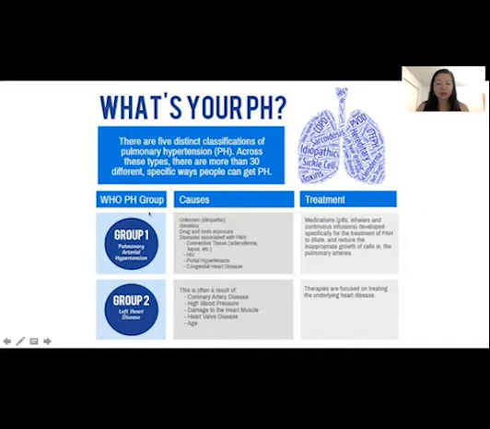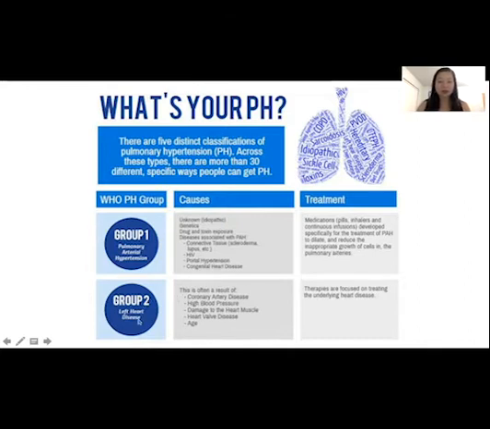WHO Group 1 pulmonary hypertension, or pulmonary arterial hypertension, is due to pulmonary hypertension from unknown or idiopathic causes, genetic or hereditary causes, drug and toxin exposures, and diseases associated with pulmonary hypertension like connective tissue disease or autoimmune diseases like scleroderma, lupus, and Sjogren's disease, HIV, portal hypertension or chronic liver disease, and congenital heart disease. There are many FDA-approved treatments for this particular type of pulmonary hypertension.